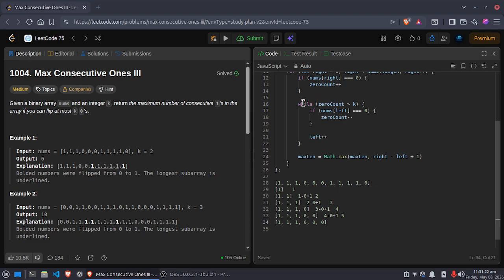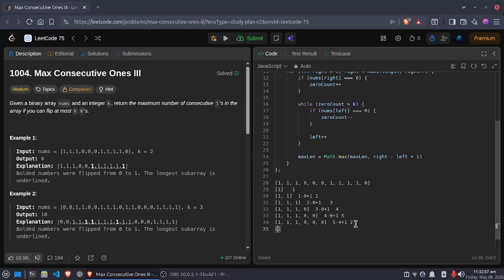Now here I get the while condition: zero count is greater than k. Zero count is greater than k, yes it is. So now we have to check this condition, until zero count minus minus, means until it comes to the normal range. So for that I have to move left plus plus every time. I move the left 4 times, and 5 minus 4 plus 1, that is 2.